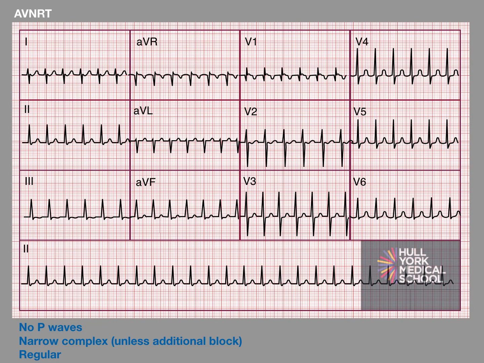As excitation is coming from that rapid repeating loop going round and round the AV node, there are no P waves because it's not the sinus node that is activating. Once the impulse gets through to the ventricles, as long as there's no additional conduction block within the ventricles, that conduction through the ventricles will be normal and therefore it's narrow complex. The loop occurs at a regular pace and therefore this is a narrow complex regular rhythm with no visible P waves.